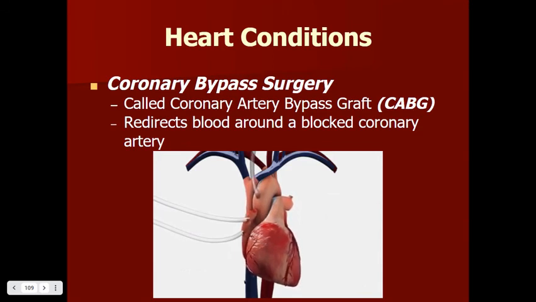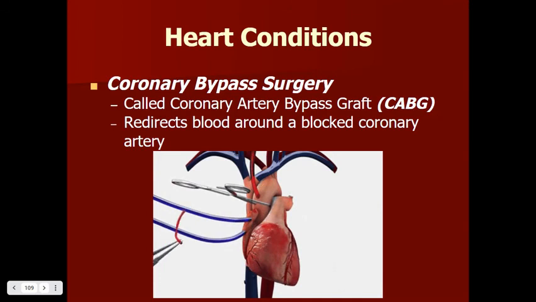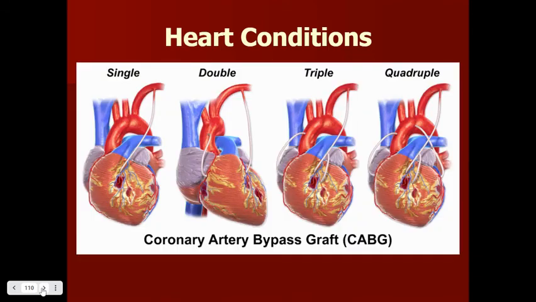Coronary bypass surgery, also called coronary artery bypass graft or cabbage surgery, redirects blood flow around a blocked coronary artery. And so if you've heard of people having a single bypass, a double bypass, a triple bypass, or a quadruple bypass, that's how many different places they had to bypass to get the blood to flow properly.